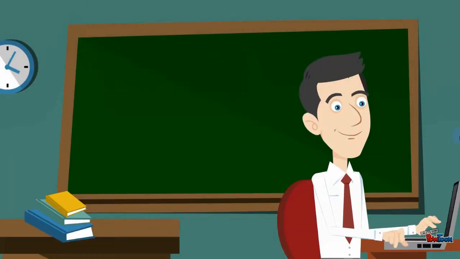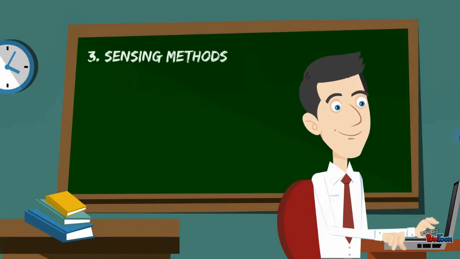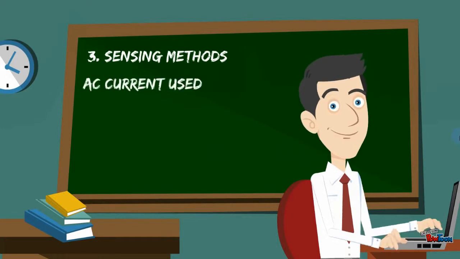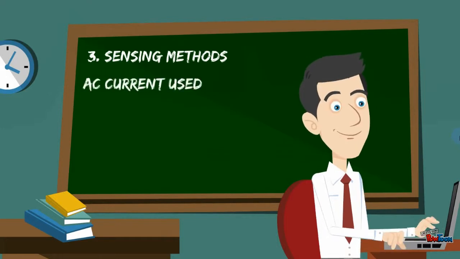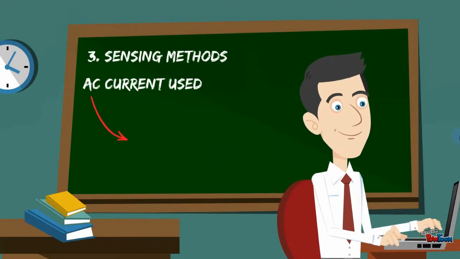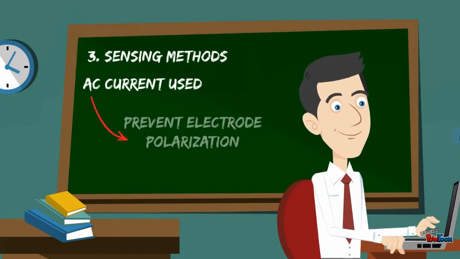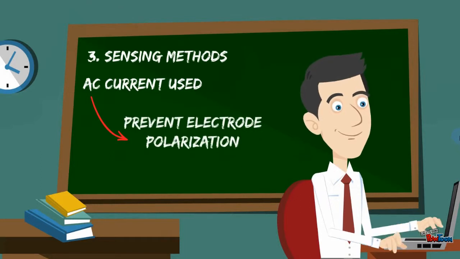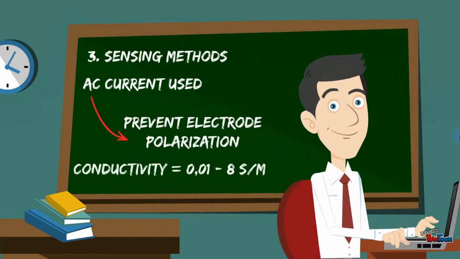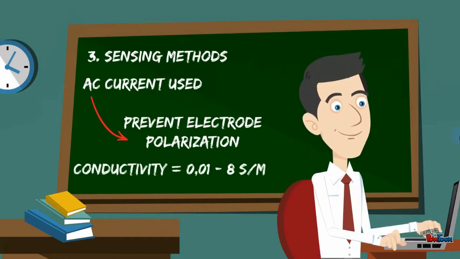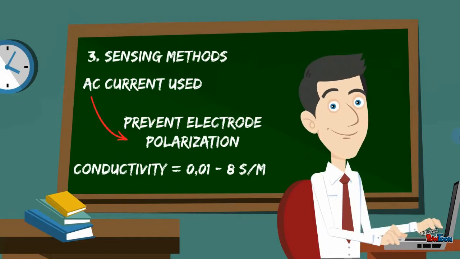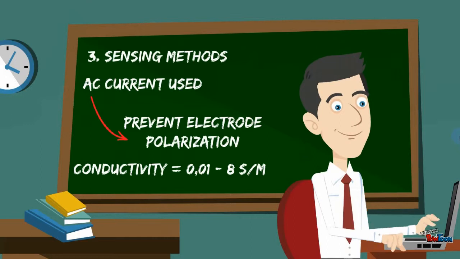Third, sensing method. The sensor uses resistance properties of soil and AC electrical current. AC current is used because it will prevent electrode polarization. Soil which has much water will let electrical current pass through easily, meaning less resistance than passing through dry soil. Conductivity of soil is about 0.01 to 8 Siemens per meter, influenced by water concentration.